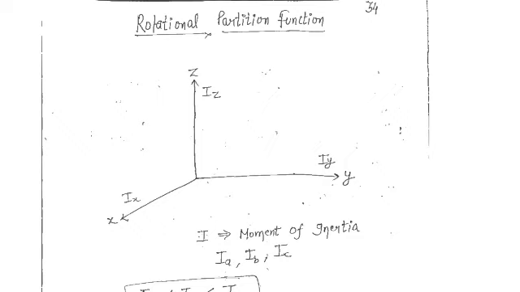So today we are going to start the rotational partition function. In the last lecture we had done the translational partition function. In the rotational partition function, you will be able to see the Cartesian coordinates of the x, y and z axes, and one concept I am introducing here is the moment of inertia.